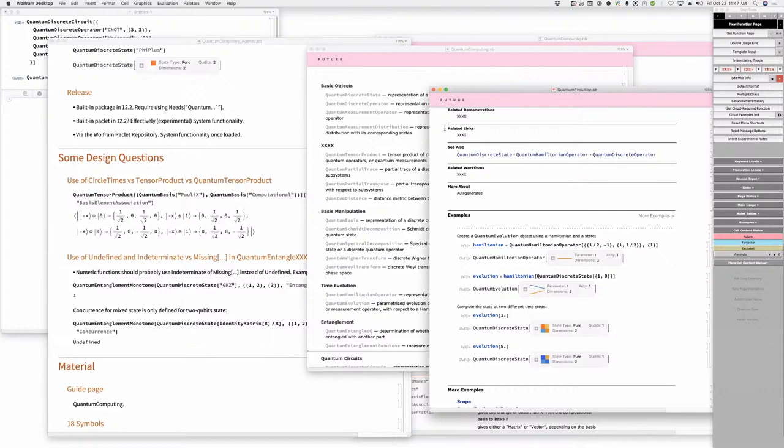Anybody want to comment on that? Well, I mean, not that inconvenient. Also, quantum discrete state is set up so that if you just give it a vector, it will do the pros and cons for you.